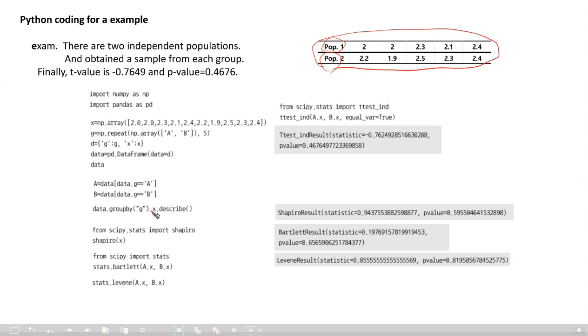I cannot explain this kind of thing, I mean the Python coding here. So if you know Python coding, then you can follow. Otherwise, I have no idea. I'm sorry.